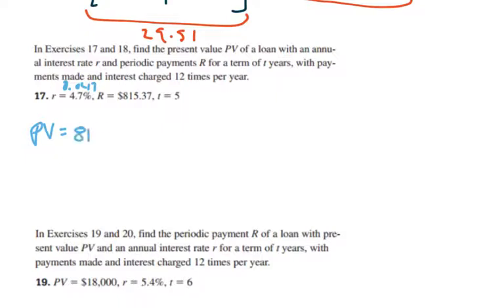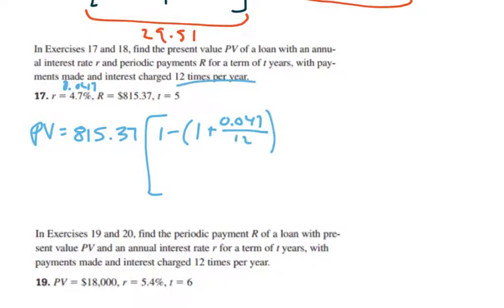Your R is 815.37. And then we're going to do 1 minus the fraction of 1 plus R as your percent, so 0.047 over K, because it's saying 12 times per year, to the negative K, which is going to be 12, times our T, which is 5. And then that fraction is divided by 0.047, the rate over 12, the number of times it's taken per year.